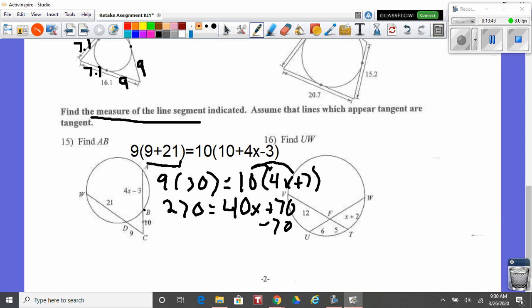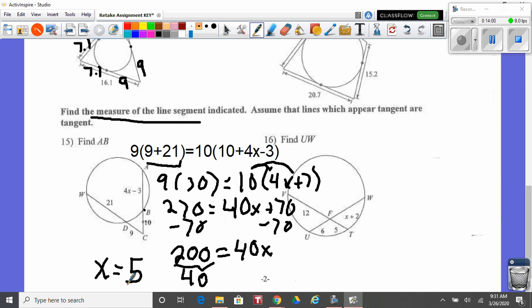We need to subtract 70 on both sides, which is going to give us 200 equals the 40x. And whenever we divide by that 40 on both sides here, we are going to get x equals 5. Now that would be great if that was our answer. However, we need to plug that back in. So we need to plug that back into the 4x. So 4 times the 5 right up here gives us 20. 20 minus 3 gives us our answer of 17.